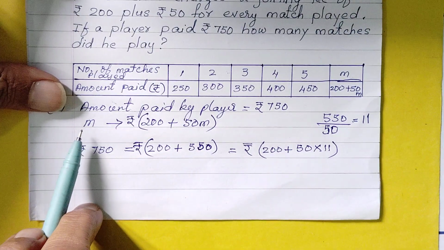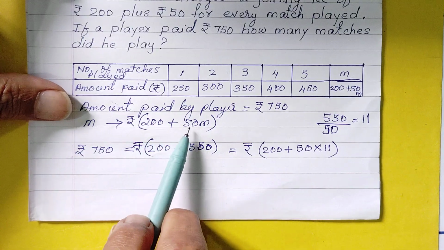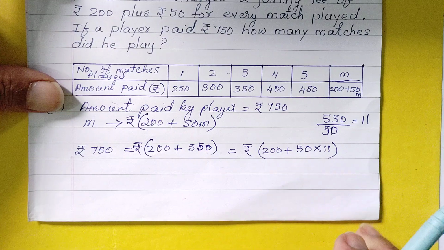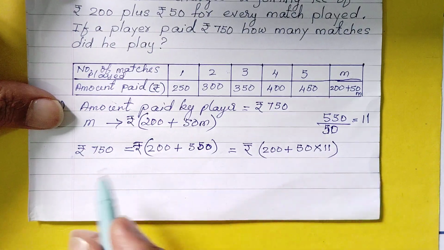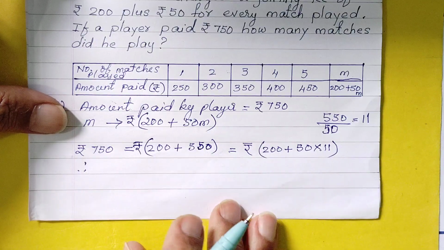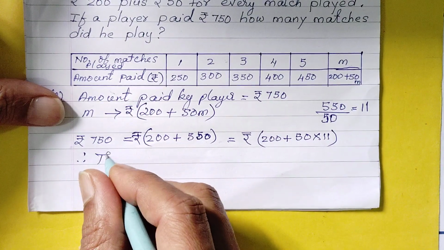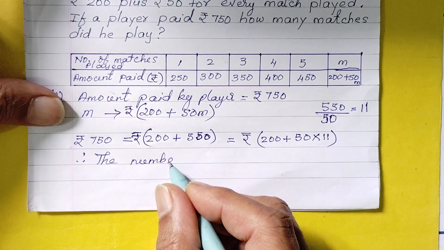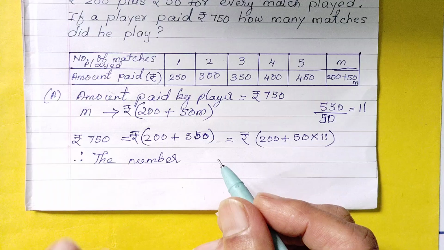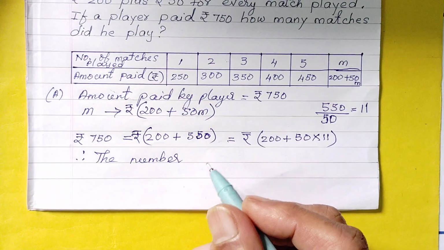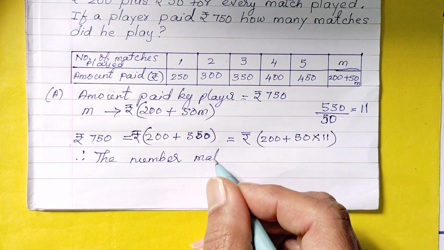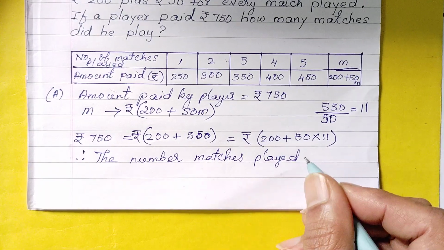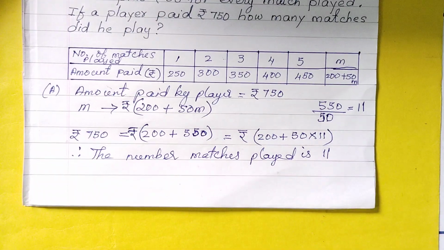If they play m number of matches, they will pay 200 plus 50 into m. So here they have paid 200 plus 50 into 11. Therefore, the player has played 11 matches. Therefore, the number of matches played is 11.